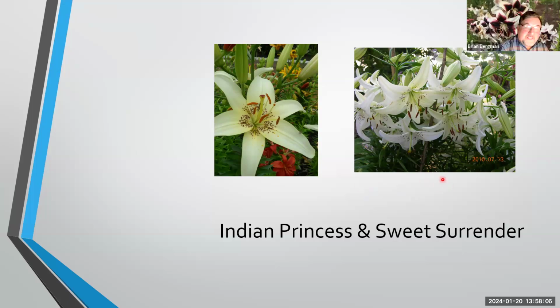The difference, again, is that one is up-facing and one is down to out-facing. Look at the color of the pollen, look at the spotting, and look at the style. Just because it's white doesn't mean it's the same. Okay, next slide.